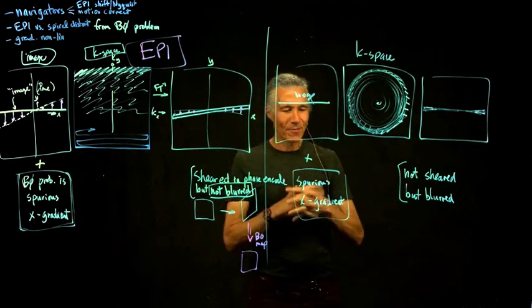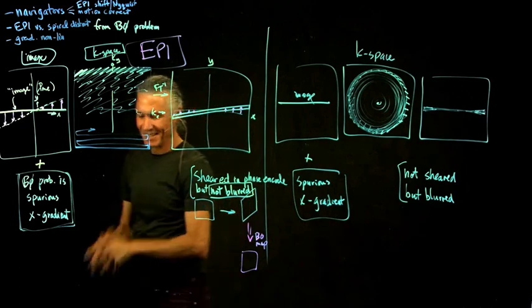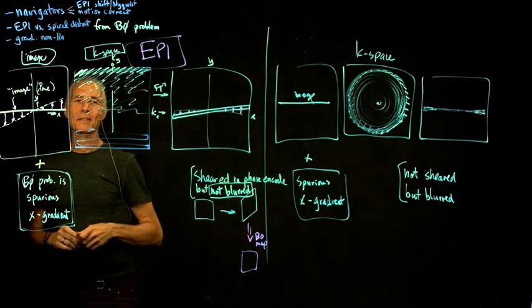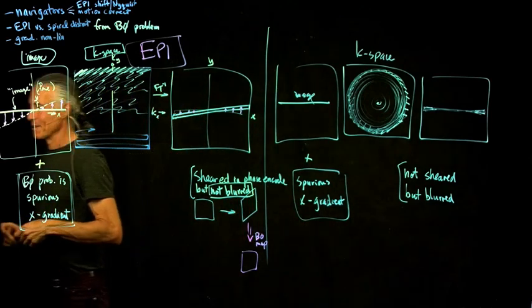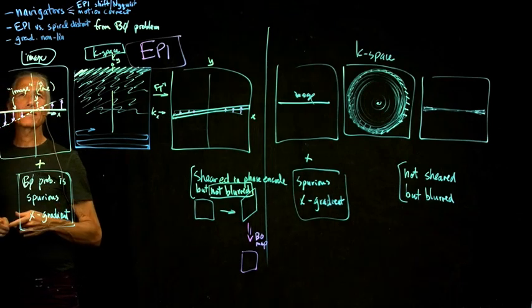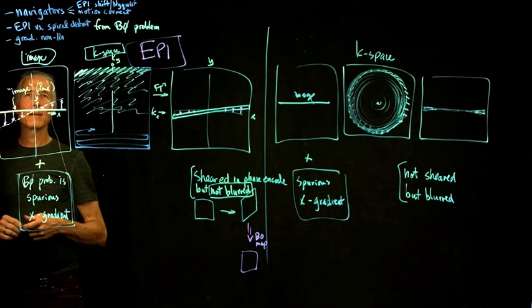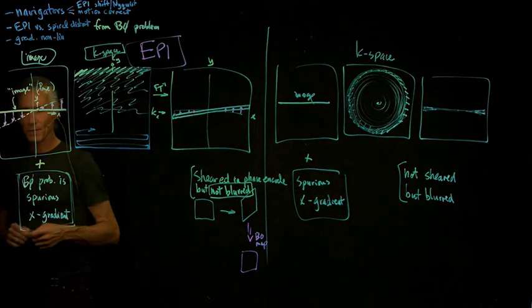Okay, we will end right there. Okay, so questions about navigators or the EPI versus spiral?